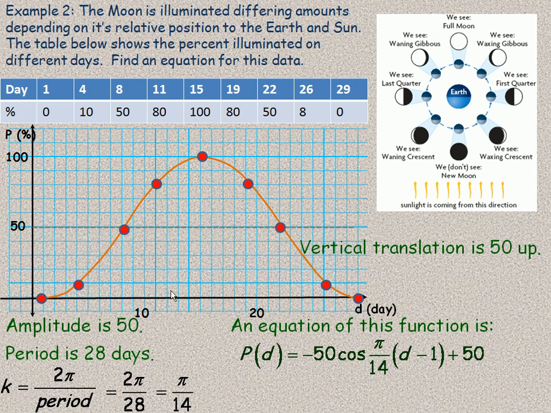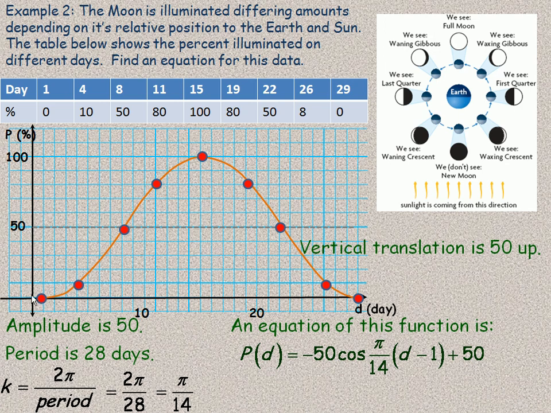This is where the constant goes. And there's a small phase shift or horizontal translation because this point isn't right on the vertical axis. It's 1 unit over. So that's the phase shift, moved 1 to the right. And then it's moved up 50. So that's the vertical translation, up 50.